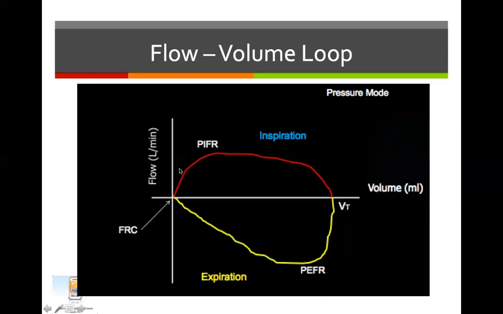So here we have started, the y-axis is the flow and the x-axis is the volume. The flow is increasing, and with that the volume is going to increase in the inspiration. And we have reached the peak inspiratory flow rate, and then it will come to zero when it will start expiring, when it will be negative, and then it will come back to zero. And it will start from here. This is the FRC. So this is how the flow volume loop would be looking.